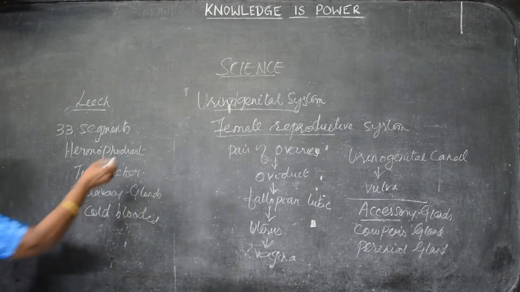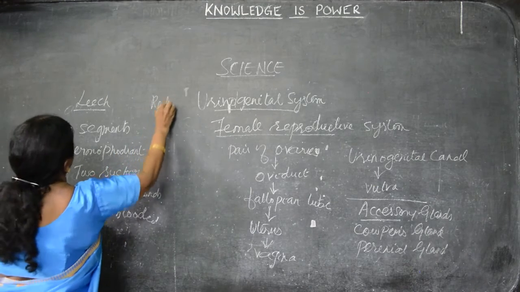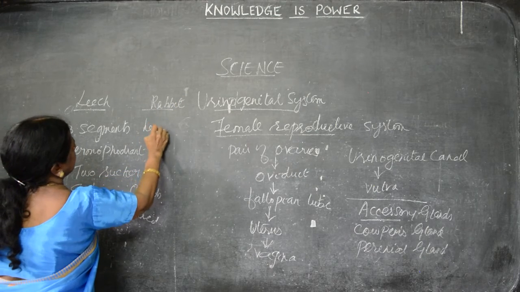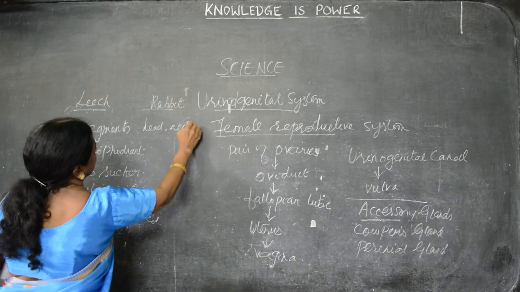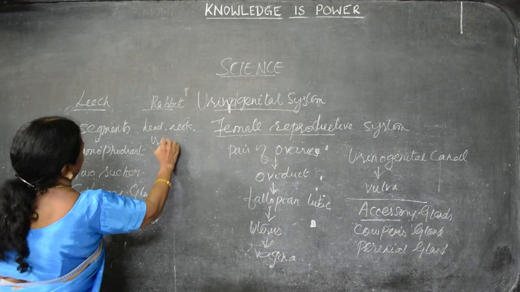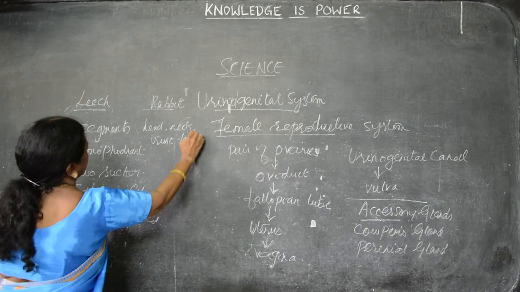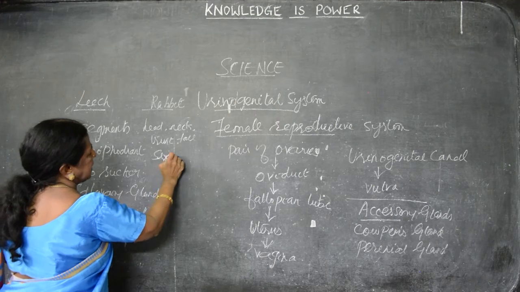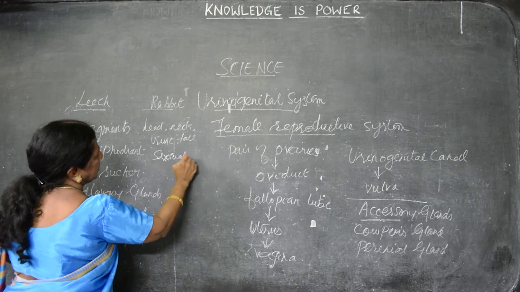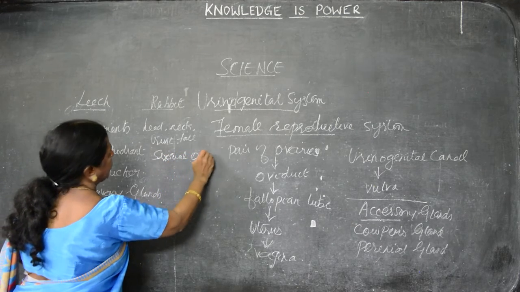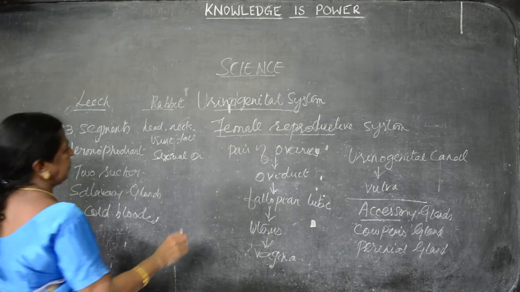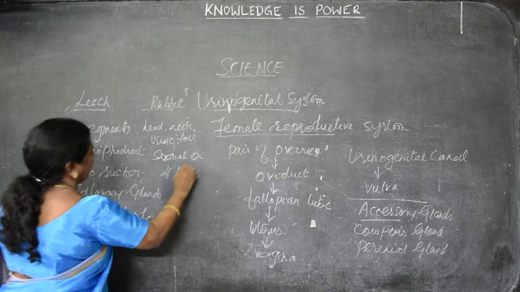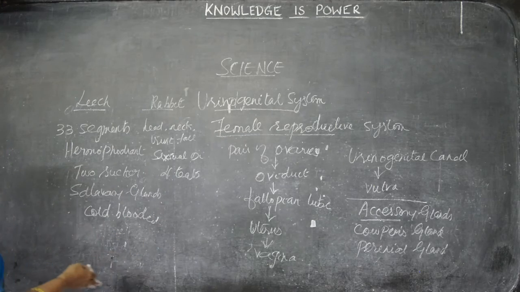Whereas the rabbit: the body can be divided into head, neck, trunk and tail. It shows sexual dimorphism, that is, male and female can be differentiated. Females have 4 teats in the abdomen. We have seen all the systems of the rabbit.